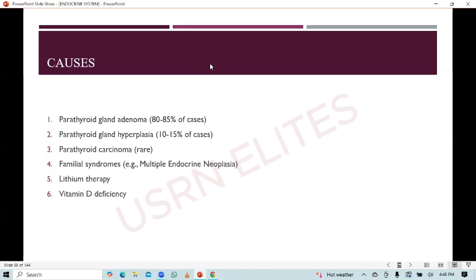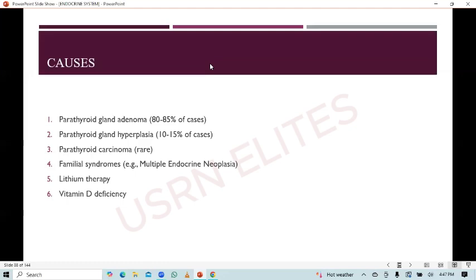Now, when the cells in the parathyroid gland begin to increase in number, it can also contribute to hyperparathyroidism, because it is the cells that will produce the hormone, right? So if the cells begin to increase in number, then obviously the hormone will be produced in excess. It will also increase. So that one too is a cause of hyperparathyroidism.